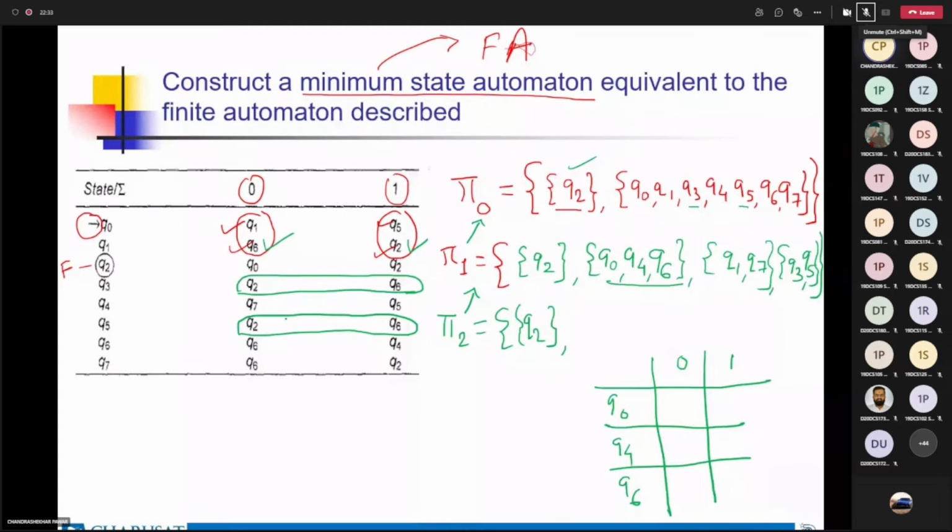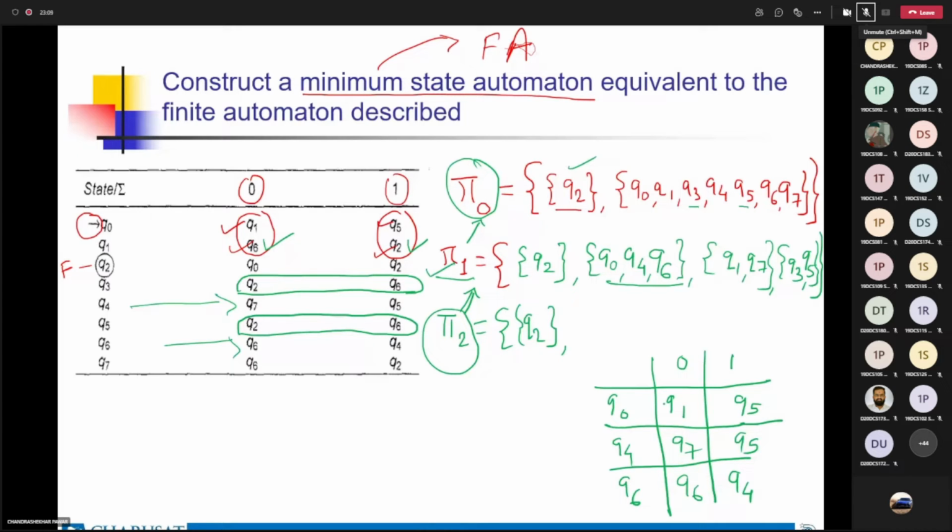Okay. So what is the transition for the Q0? That is Q1 and Q5. What is the transition for the Q4? That is Q7 and Q5. And for Q6, Q6 and Q4. So now when you are preparing the pi1, you are observing the sets within the pi0. Now you are preparing the pi2 set, so you have to observe the pi1 set.